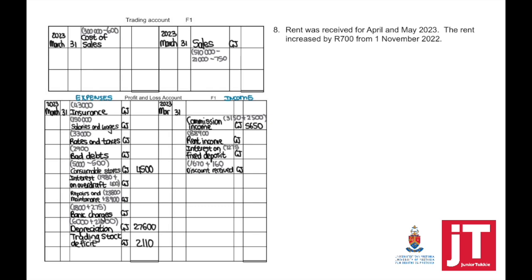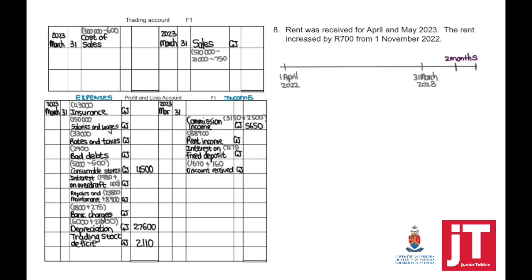Number 8, rent was received for April and May 2023. The rent increased by 700 from the 1st of November 2022. So this is a little bit of a more challenging adjustment. Where do we start? First, it's important to identify my accounting period ends 31 March 2023, but rent was received for April and May 2023, which is outside of our accounting period. So we've received this 2 months in advance.